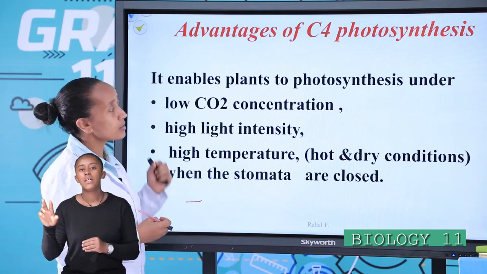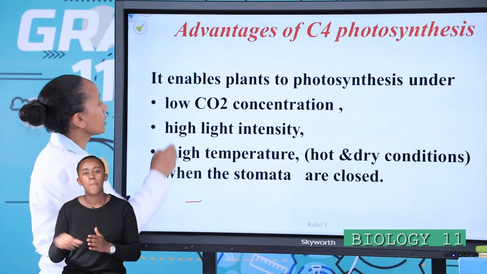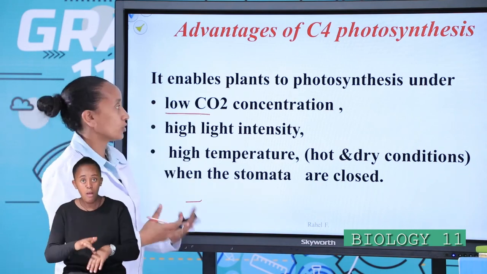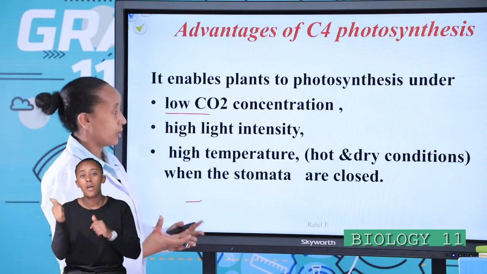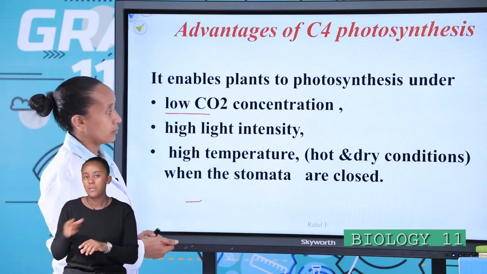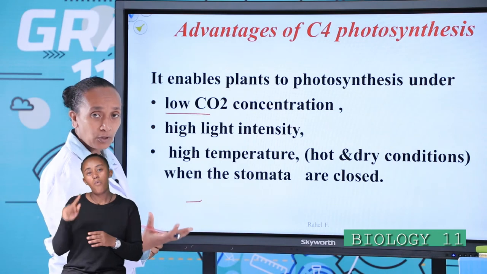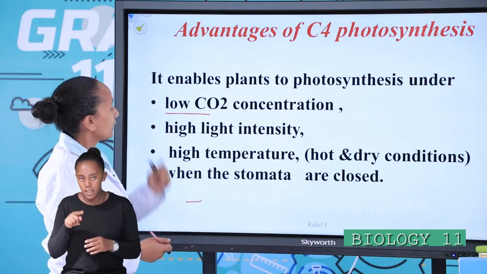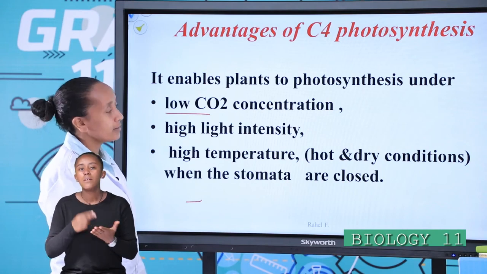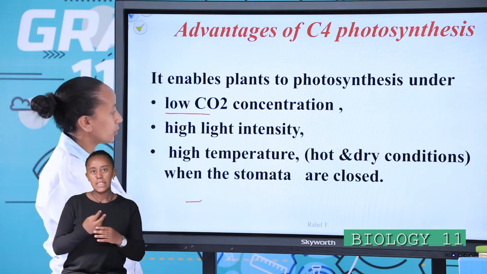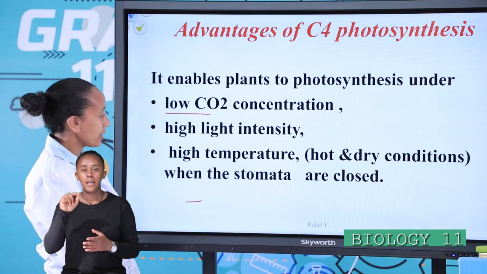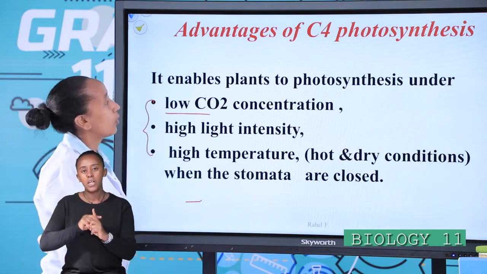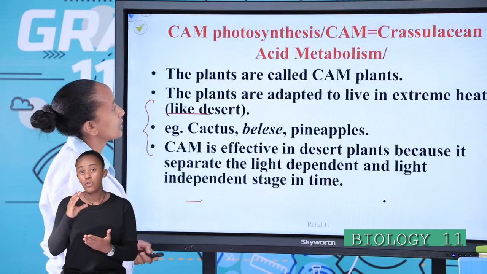C4 photosynthesis is advantageous under low carbon dioxide concentration, because it does not depend on atmospheric carbon dioxide concentration for carbon dioxide fixation, I mean for the Calvin cycle. The second one, high light intensity. It occurs during high light intensity and high temperature. These are the advantages of C4 photosynthesis.